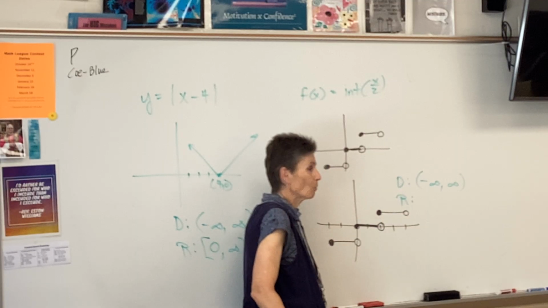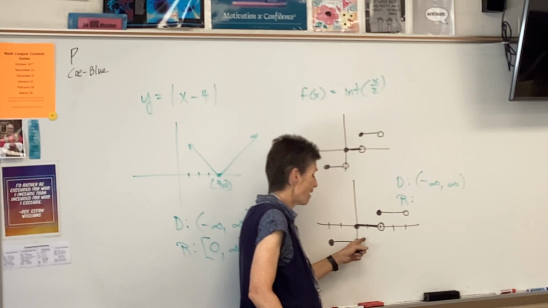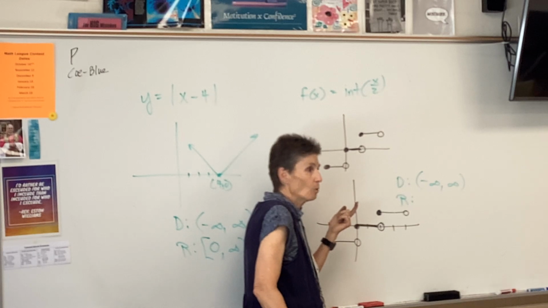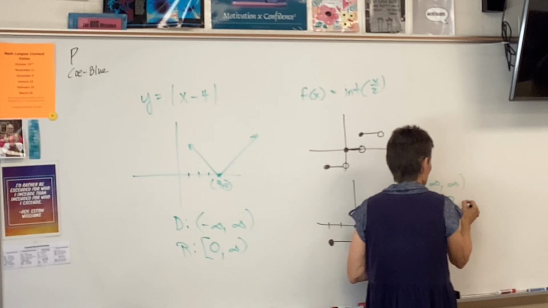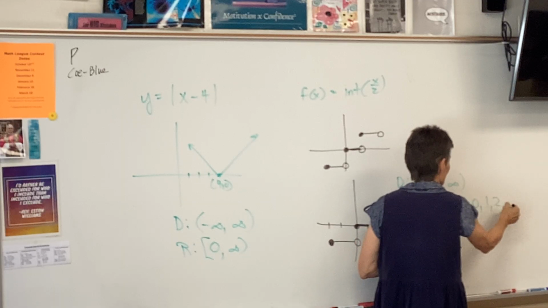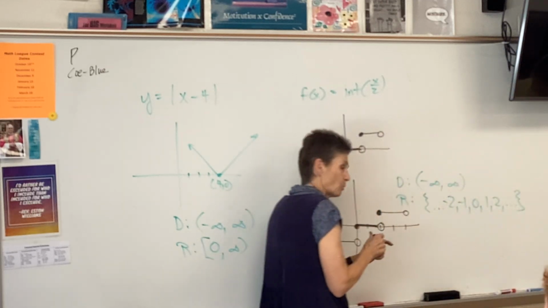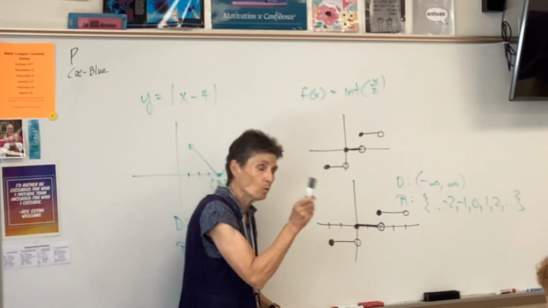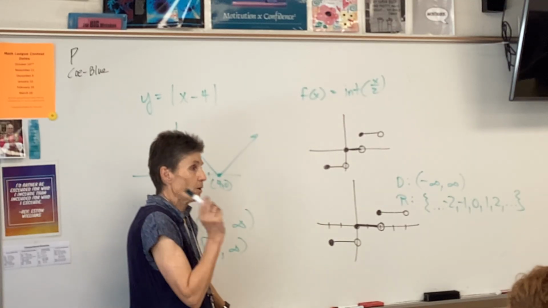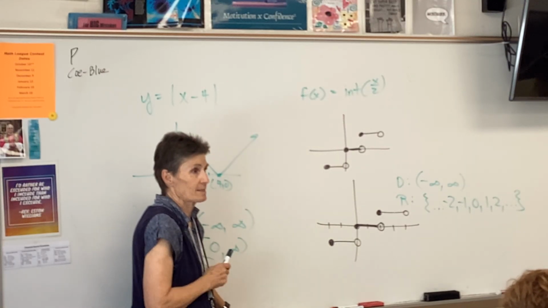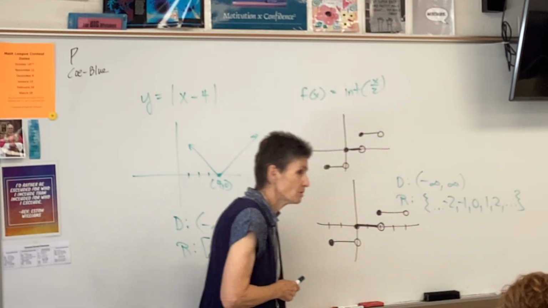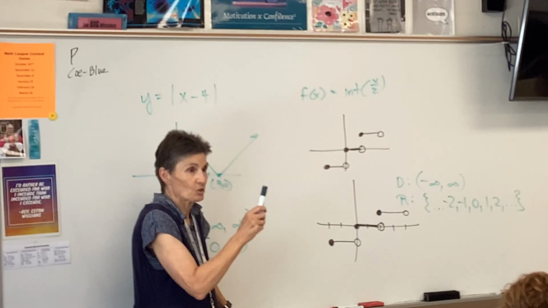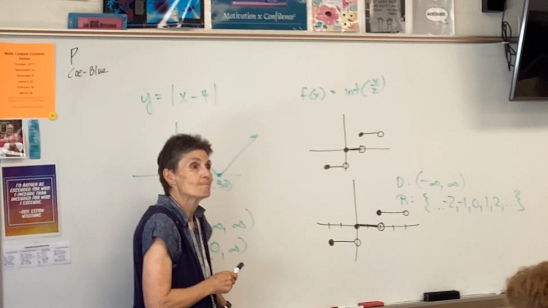Your range isn't all real numbers. You don't have 1/2. You only have the integers. So you have -2, -1, 0, 1, 2, dot, dot, dot. So that is your range. Your range is only the integers. There are no fractional y's. It is called the integer function.